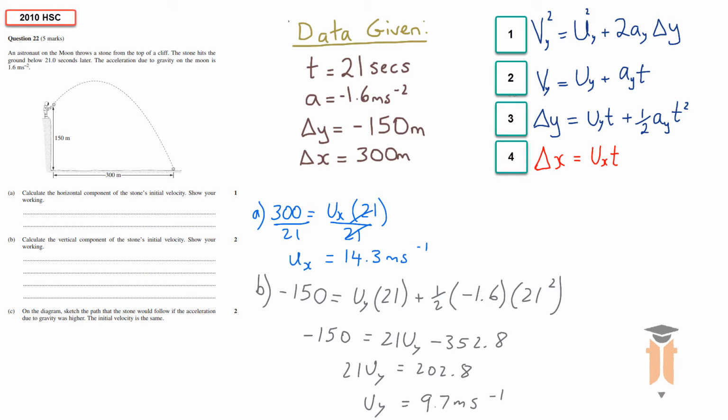Now for C, if the acceleration due to gravity was higher, you would expect the ball to obtain a lower maximum height and a lower distance from its starting point due to gravity pushing the ball downwards. And so it will achieve a lower distance in a lesser amount of time and also a lower maximum height. So to draw this, it will look something like this. And those are your answers.